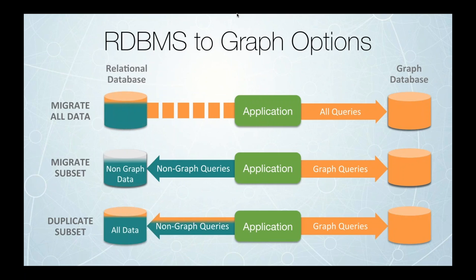We have other folks who migrate only a subset, and then their application performs the non-graph queries, the things that are much more tabular, over to the relational database, and the graph queries over to the graph database. And then we have people that just mirror the two data sets. So they take all of their data and move it from the relational database to Neo4j and keep those two things in sync, and then leave it up to the application developer as to where to query the data from.